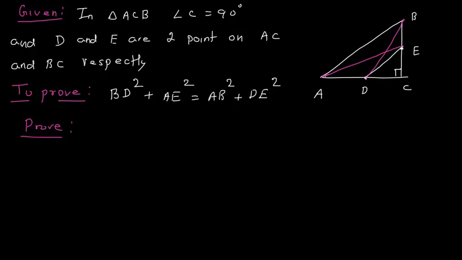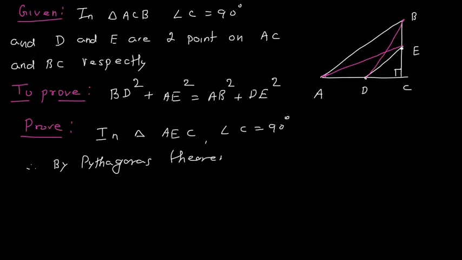I will say that in triangle AEC, angle C is 90 degree. Therefore, by Pythagoras theorem, you will say that AE square is equals to AC square plus CE square. This is your first statement.